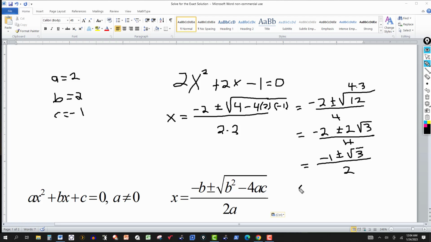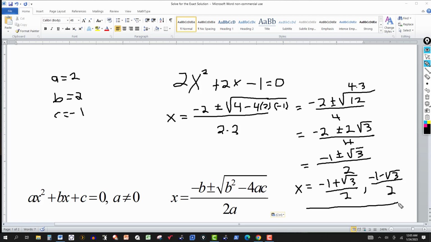But let's write it as 2 separate solutions here. So x will equal -1 plus the square root of 3 over 2, and then the second solution would be -1 minus the square root of 3 over 2. So those are the exact solutions: -1 plus the square root of 3 over 2, and -1 minus the square root of 3 over 2.